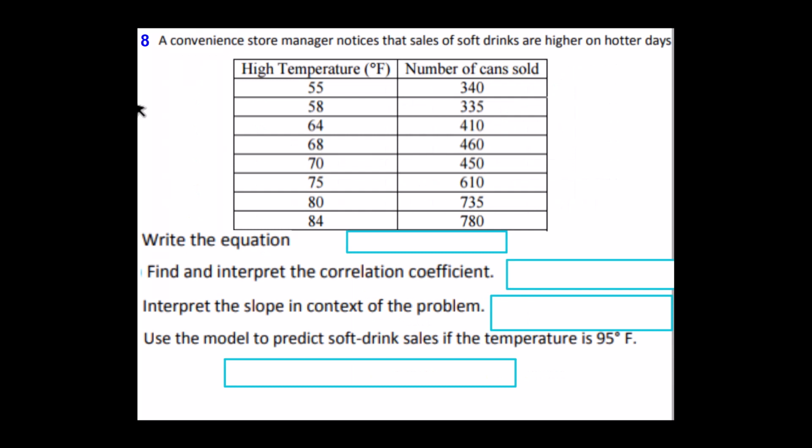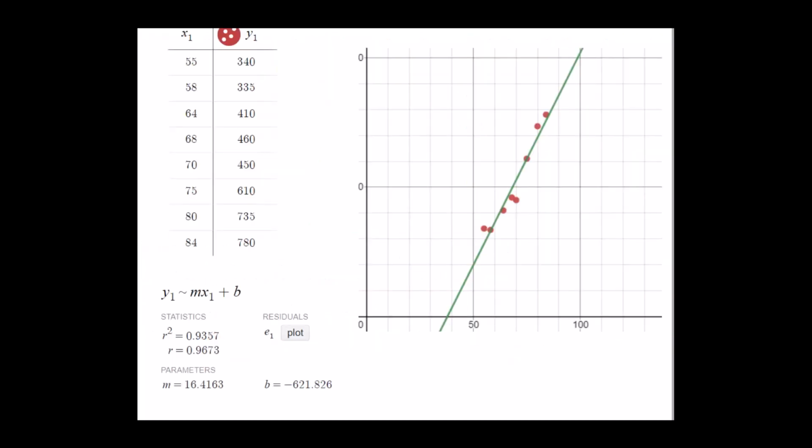Question number 8, we have a table again. This is a table of a convenience store manager, and he notices that the sales of soft drinks are higher on hotter days. So here's a table of temperatures. As the temperature goes up, the number of cans sold goes up. So we want to write the equation. Again, we're going to go to Desmos, and we're going to put that information in. And then we're going to write y sub 1 tilde mx sub 1 plus b. And we'll get a graph that looks like this. So you can practice that to see if you can get that adjusted so you can see it. But you'll have this data here.